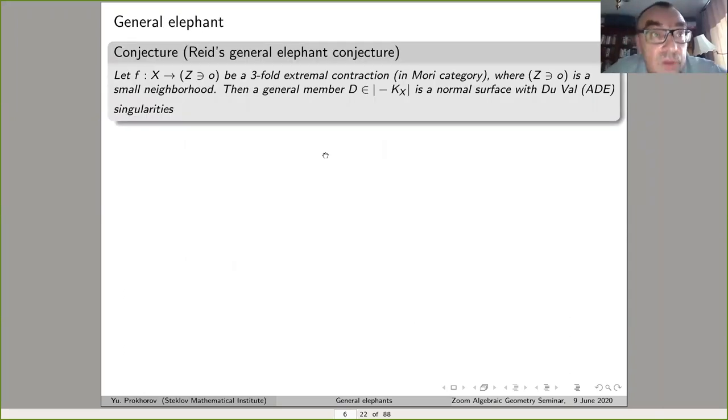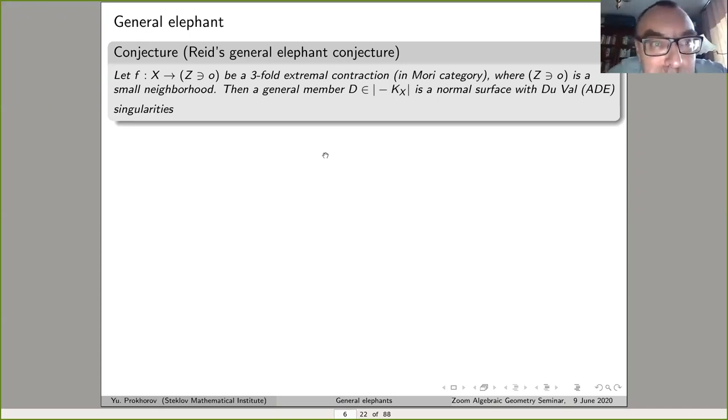Okay, our approach to classification. The purpose of this activity is to get a classification. Our approach is through induction to the surface case. For this, the fact is the so-called Reid's general elephant conjecture. In general, it looks like this: once we have a threefold extremal contraction in the Mori category, and suppose that we localize everything near a point of the base, then the general member of the anti-canonical class is a normal surface with Du Val singularities. In particular, it is not empty.